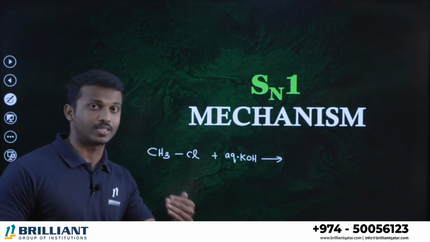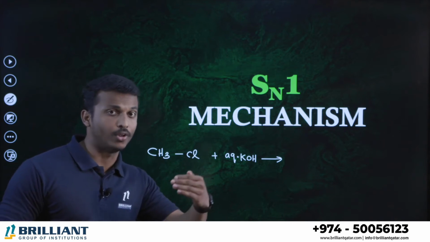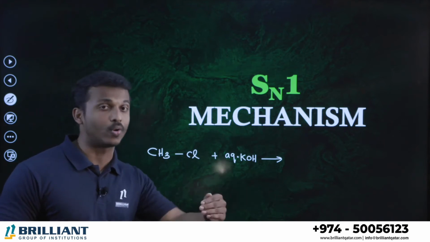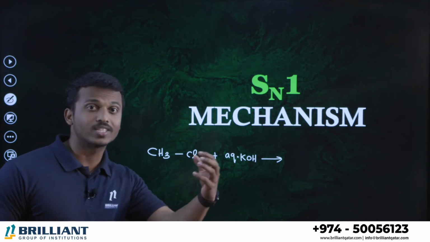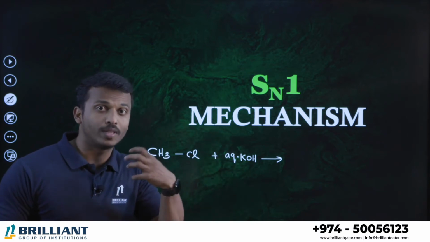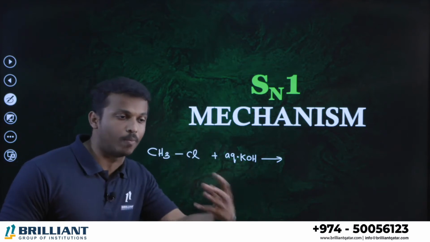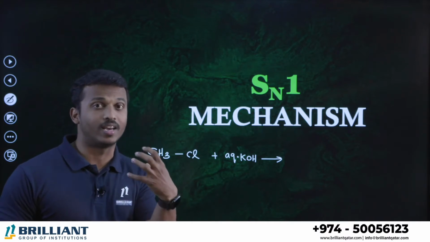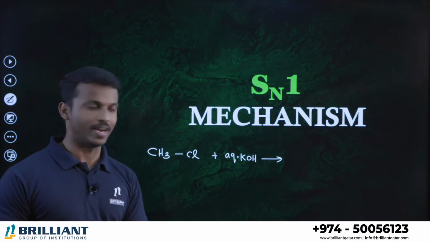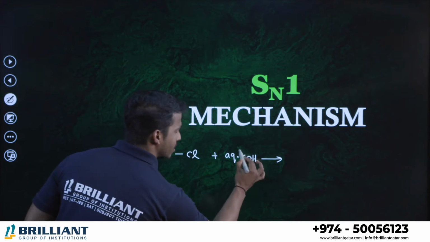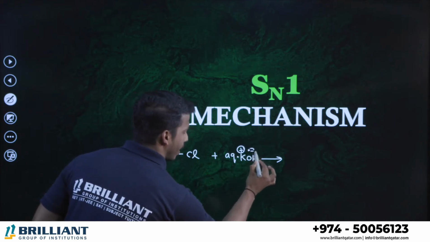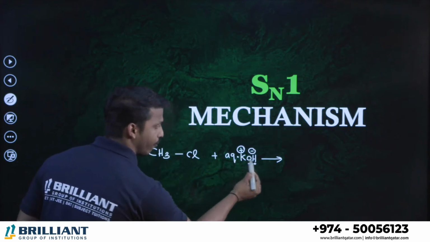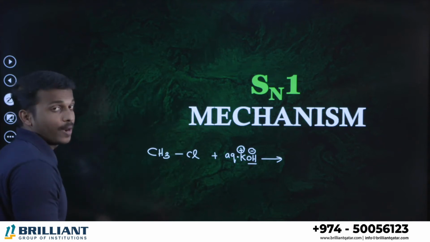You know, nucleophiles are nucleus attracting or nucleus loving compounds. Nucleus charge is positive. So what should be the charge of a nucleus attracting compound? Negative, or we can say they are electron rich compounds. Right? So in aqueous KOH, K plus is there, OH minus is there. So which is the nucleophile? OH minus.